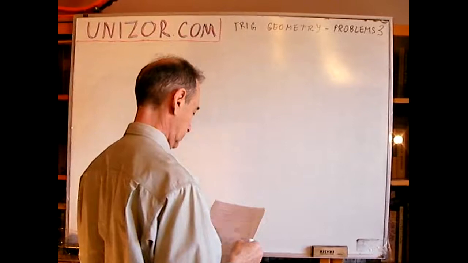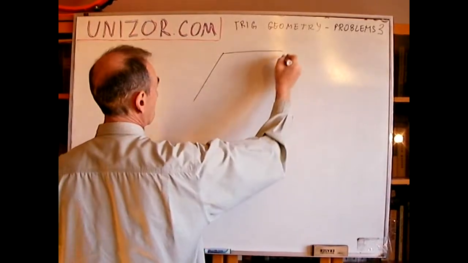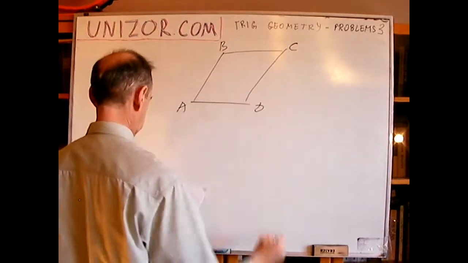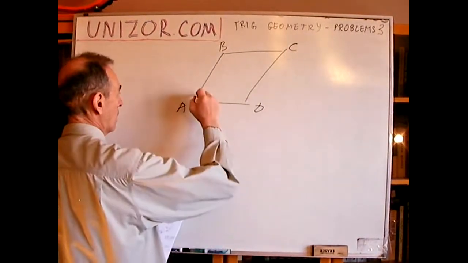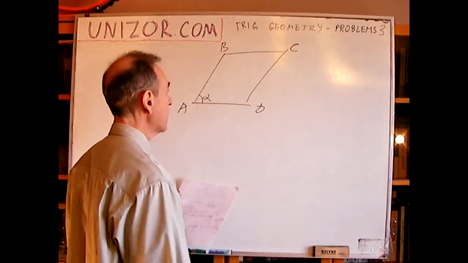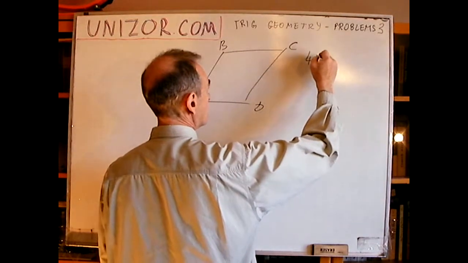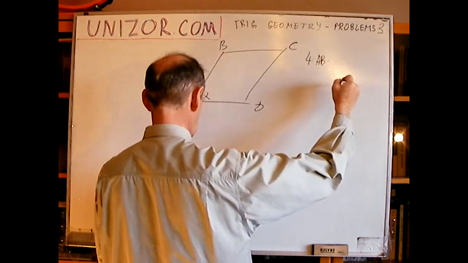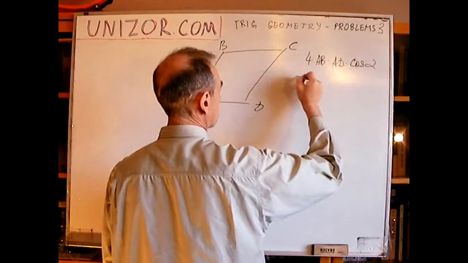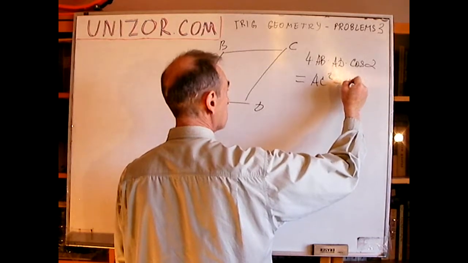Number 2. Given a parallelogram with acute angle alpha, we have to prove that 4 times AB times AD times cosine alpha equals AC squared minus BD squared.